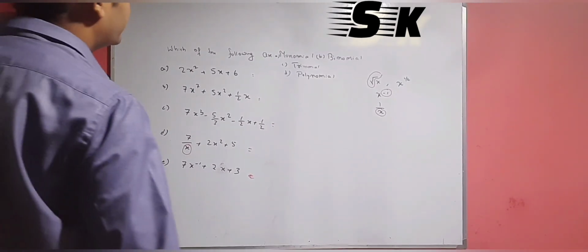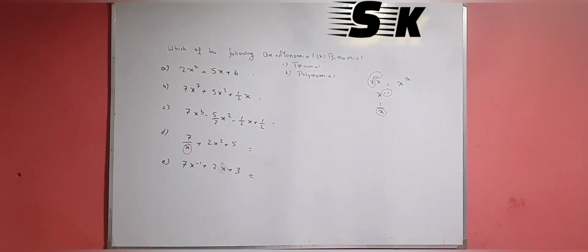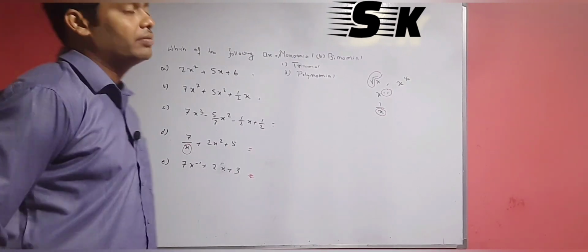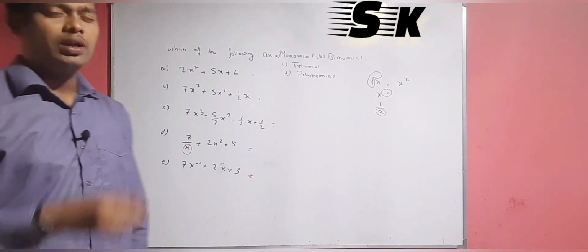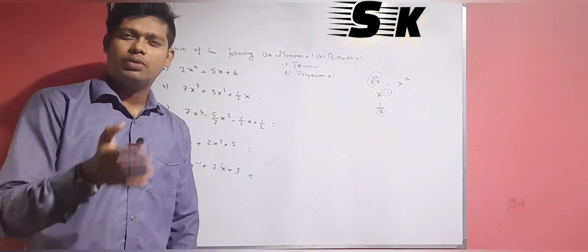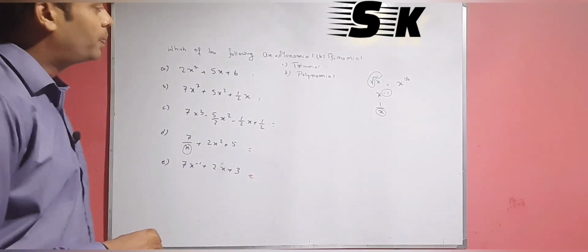The thing is that they are asking which of the following are monomial, binomial, trinomial and polynomial. Sir, what do you mean by that? Monomial means only one term, mono. Binomial, bi means 2 terms. Trinomial, 3 terms. Polynomial, more than 3. If it is not a monomial, binomial or trinomial, then obviously it is going to be a polynomial.